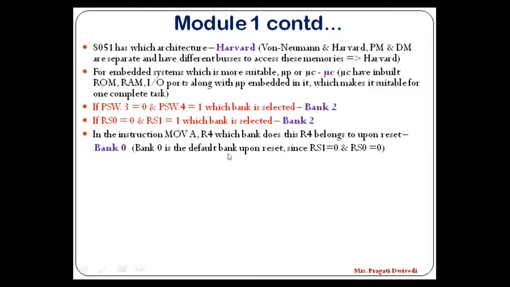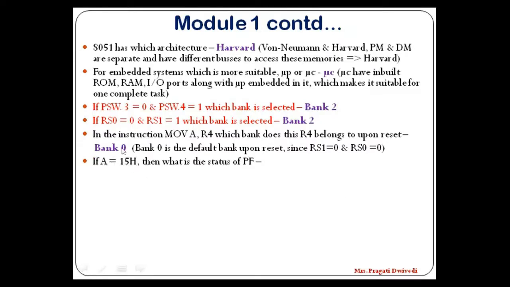Reason being, when you reset the MUSI, your entire PSW is cleared. That means all bits are 0. So if all bits of PSW are 0, definitely RS1 and RS0 are also 0, 0. So 0, 0 means your default bank is bank 0. So this R4 is of your bank 0. To change the bank, first you will change the bits of your PSW. Correct? RS1 and RS0, you will change these and then you will switch to another bank. How to change this, we'll see in the next video.